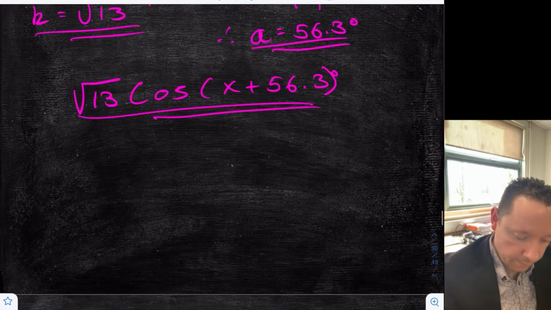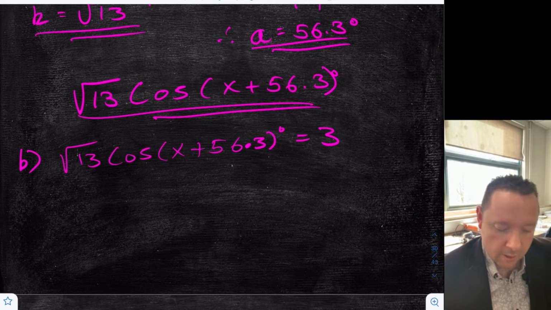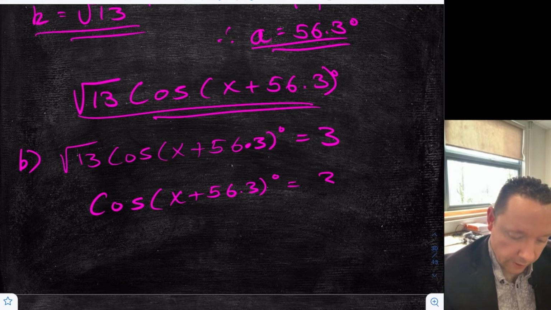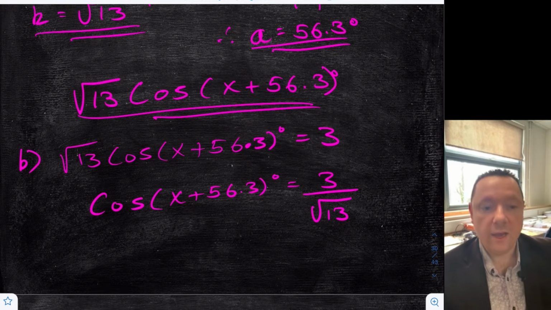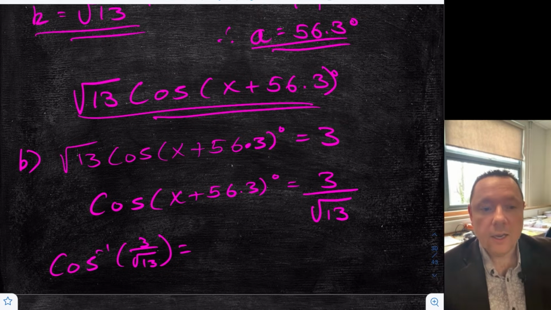So for part B, root 13 cos(x plus 56.3 degrees) equals 3. So all we need to do is divide by root 13 to get cos(x plus 56.3). So that is 3 over root 13. And then we can do the inverse cos of 3 over root 13. So the inverse cos of 3 over root 13, using a calculator, gives you an answer of 33.7 degrees.